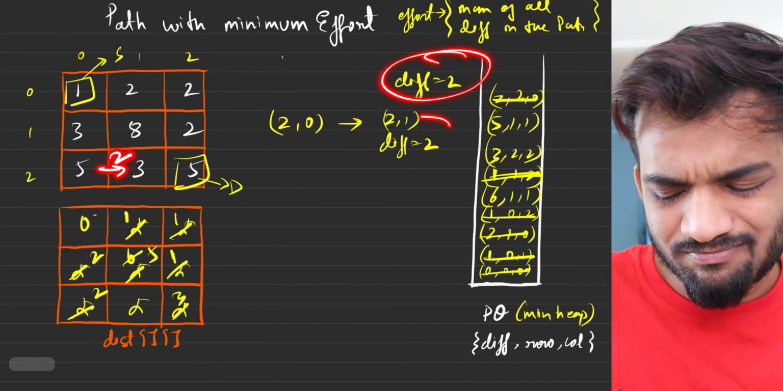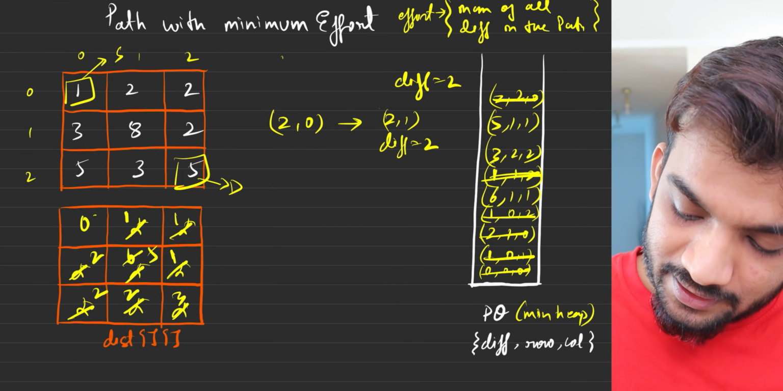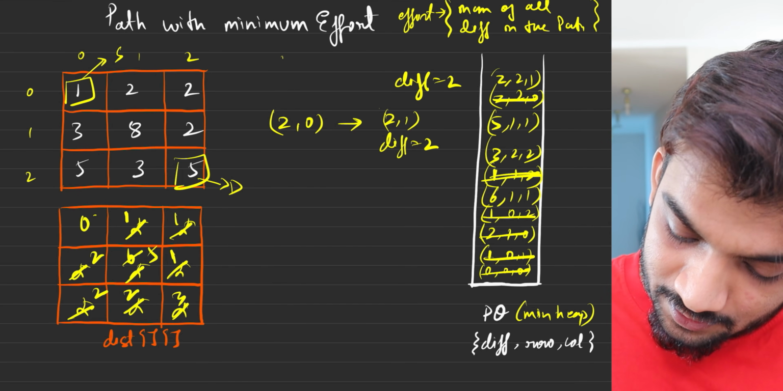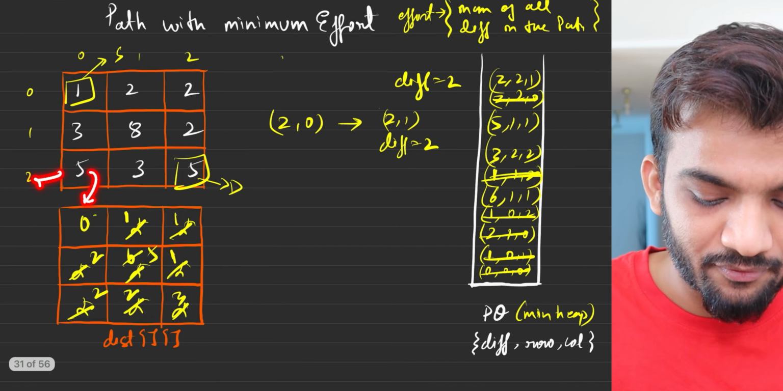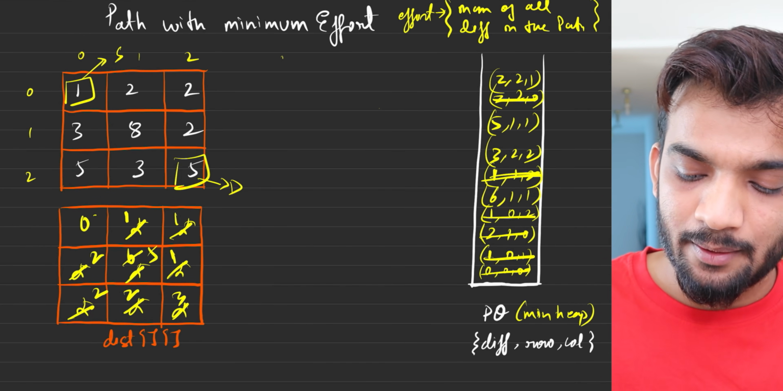And the difference is 2. So the maximum will still be 2. So update it with 2 and say 2 comma 2 comma 1. Can I go bottom? No, there's no bottom. Can I go left? No. So this iteration is also done. Perfect. Let's get the next element out of the priority queue.